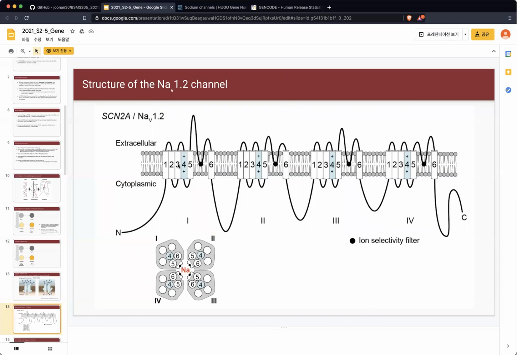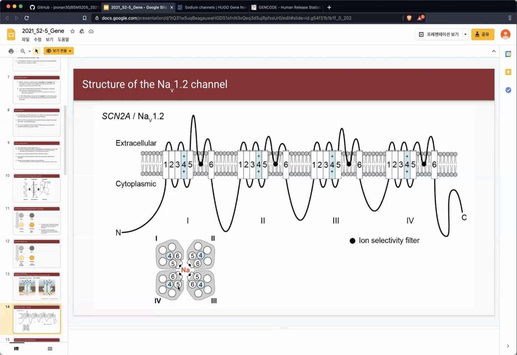Okay, so the structure of the SCN2A gene product is like this, a membrane protein. Membrane protein means that it's sitting on the cell membrane, right? So this is the inner cell area and this is the outer cell area, which is why we call it extracellular, and this is the cytoplasmic. SCN2A is embedded in this cell membrane, with lots of segments and links between these segments, and the segments wrap around, forming this type of pore, like a tiny pore.